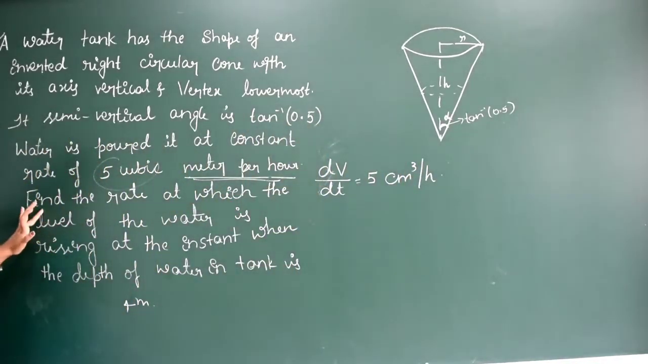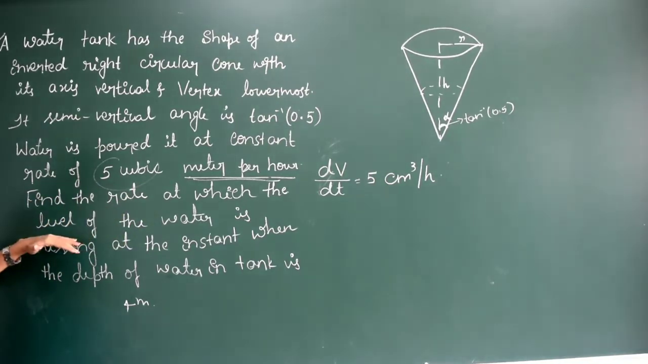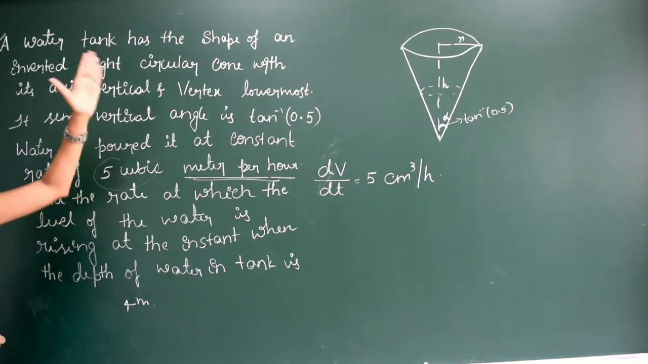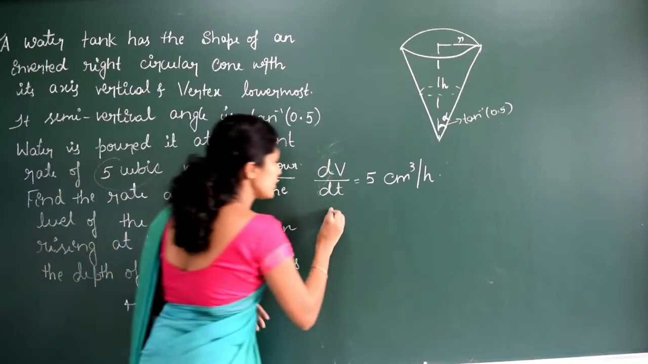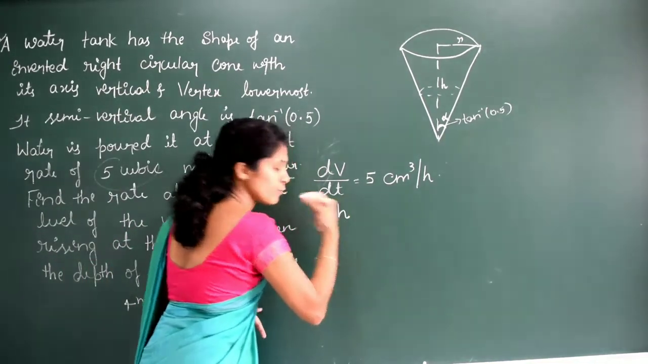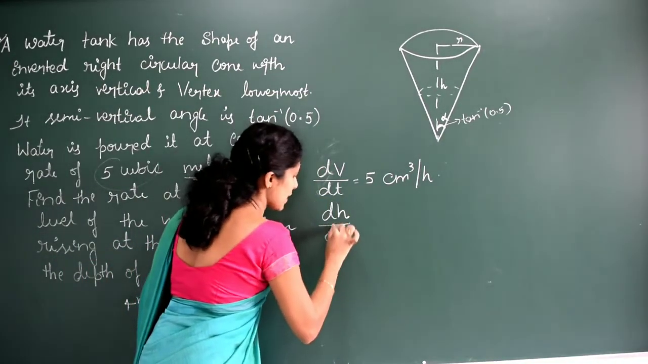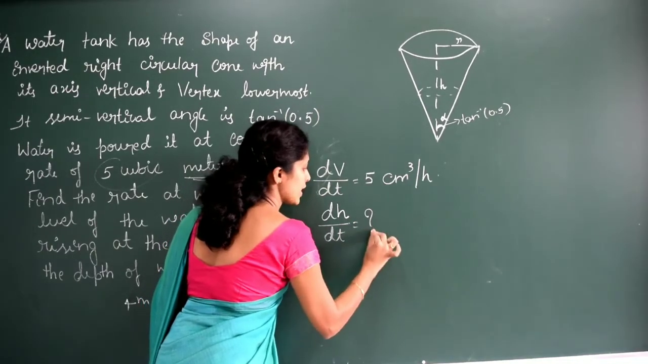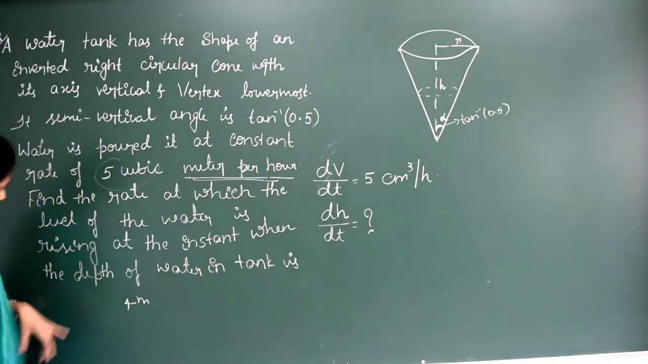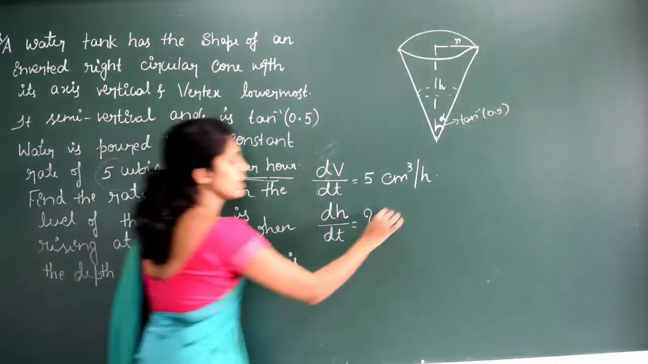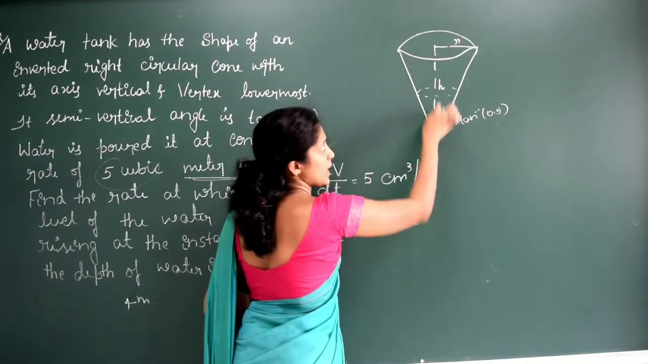Now, find the rate at which the level of the water, that is the height h, changes. You need to find the rate of change of h with respect to time, at the moment when the value of h is equal to 4.